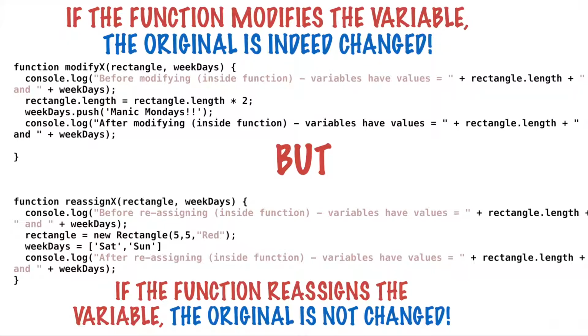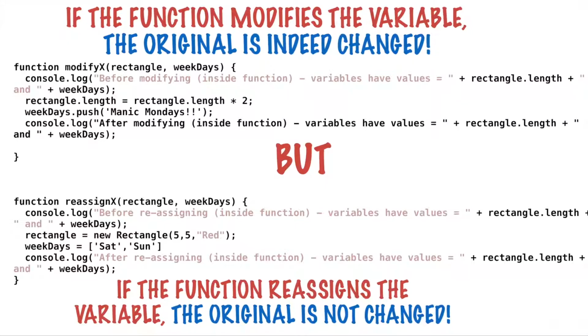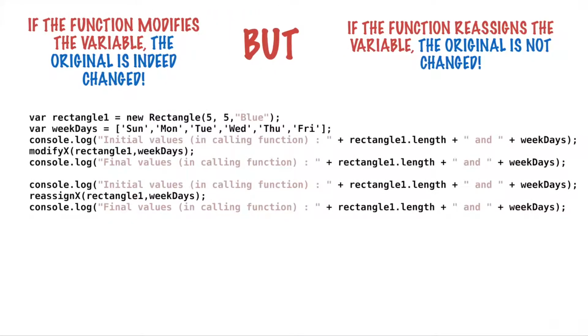We already saw the meat of the code earlier. This expanded code version includes the console.log statements we put in before modifying the objects and after modifying the objects, before reassigning the objects and after reassigning the objects. And here is the code which calls modify X and reassign X.